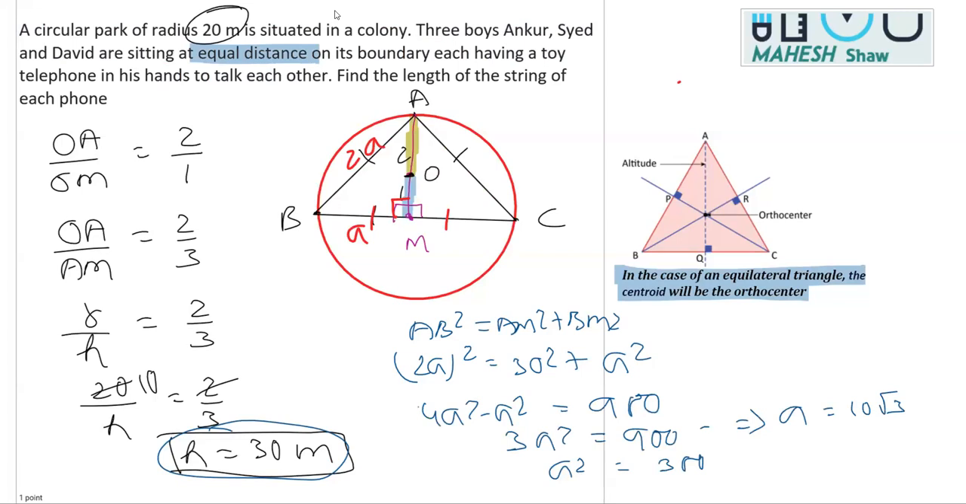Now check here, we don't have to get A, the length of BM, we have to get 2A. As you know, AB will be 2A. This is twice of this, that is 2 times this. Let me modify it. This is 2 into 10 root 3, and that is equal to 20 root 3. That should be the length of each side. As you know, all sides are of equal length.